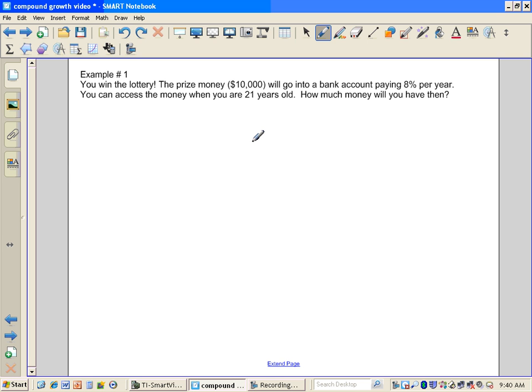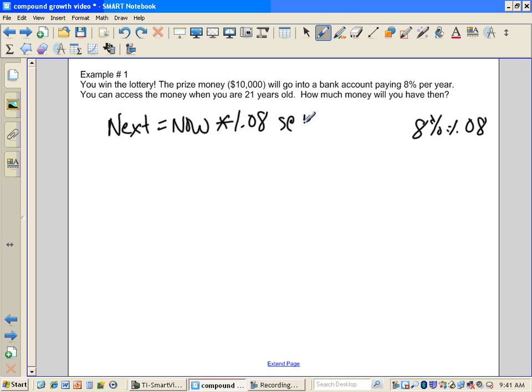Well, to start out, let's put this into an equation. We have next equals now. 8% is going to become 0.08. And then remember, we're going to add that 1 in front. So we're going to do times 1.08, starting at $10,000. Or if we go to our y equals $10,000 times 1.08 to the x power.